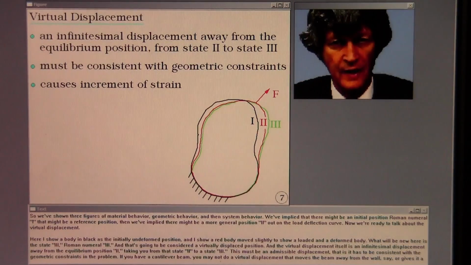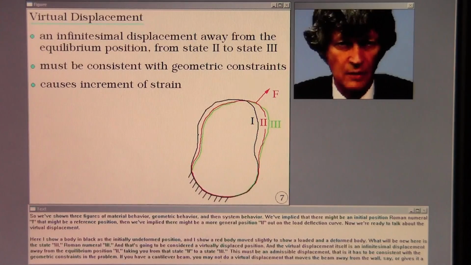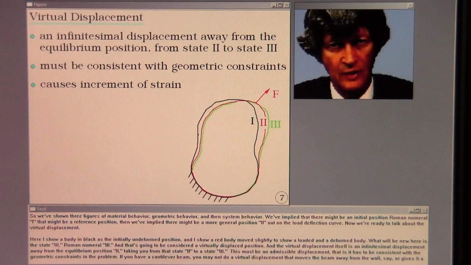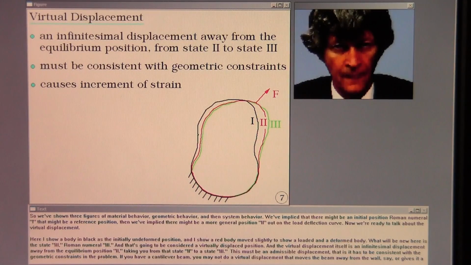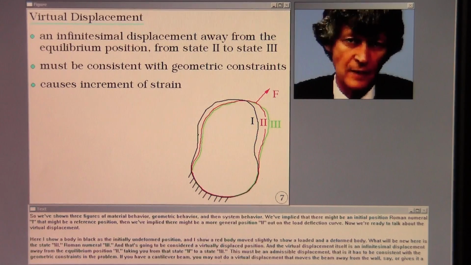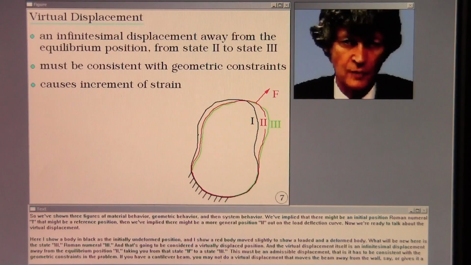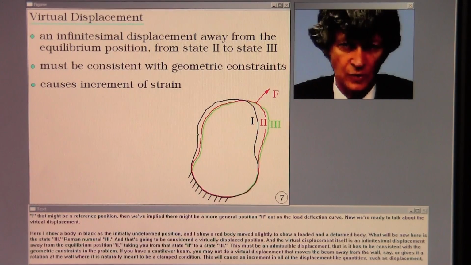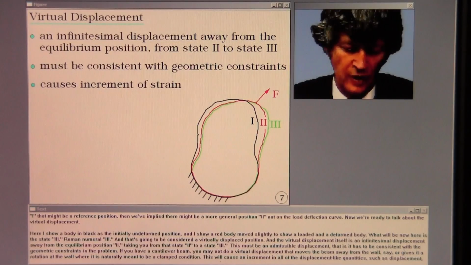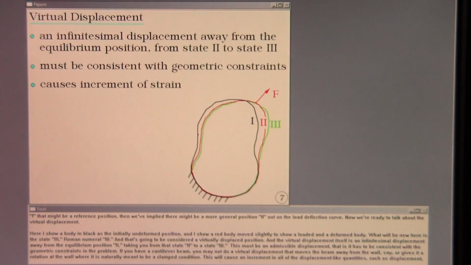So we've shown three figures of material behavior, geometric behavior, and then system behavior. We've implied that there might be an initial position, Roman numeral 1, that might be a reference position. Then we've implied there might be a more general position 2 out on the load deflection curve. Now we're ready to talk about the virtual displacement.